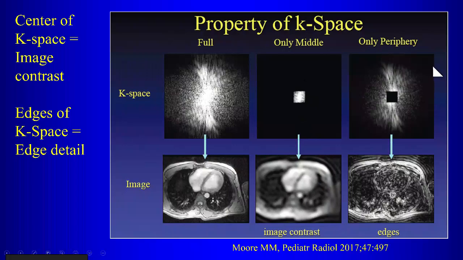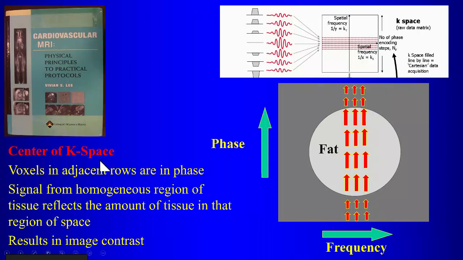If we use just the peripheral portions of K-space, ignore the center of K-space, and Fourier transform that to generate an image, you lose image contrast, but you have much better image detail. You can see the edges of these structures. So the edges of K-space give you this. Is there an intuitive way to understand why this is so?